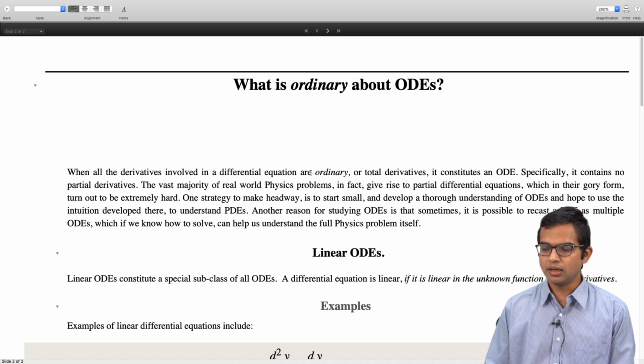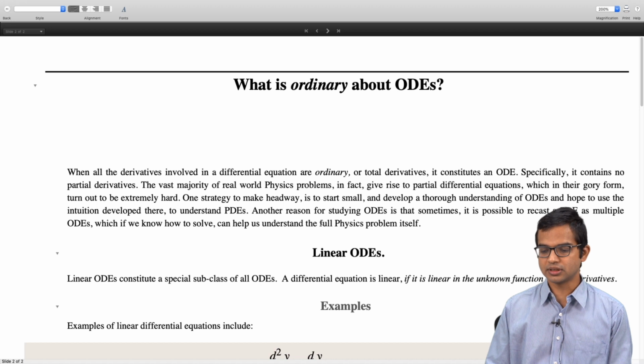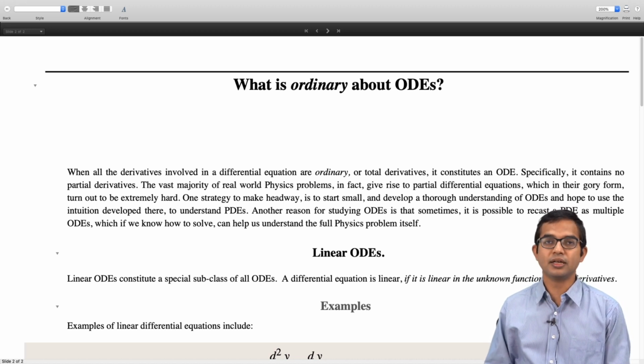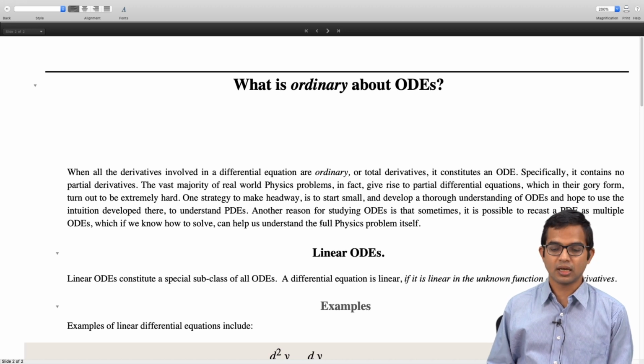One immediate and very important class of ODEs that we will concern ourselves with is the class of linear ODEs. Linear ordinary differential equations are those in which the unknown function appears only in a linear fashion. The unknown function and its derivatives, all of them have to be linear. Such differential equations are called linear differential equations.